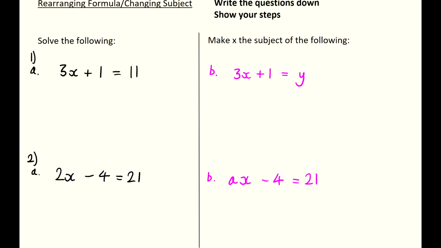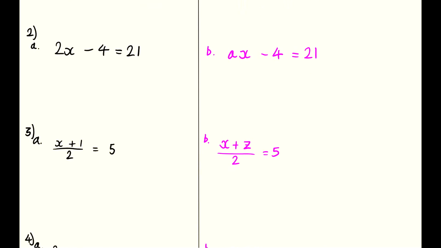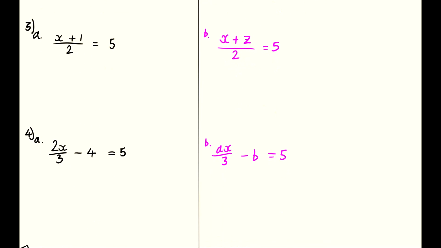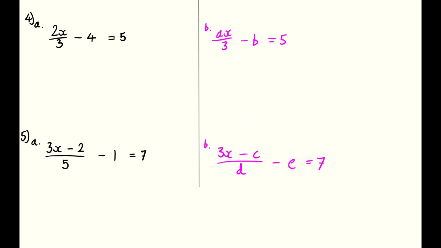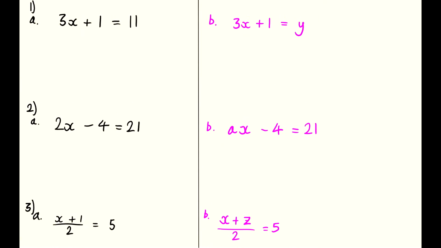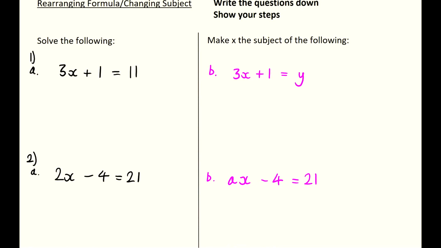Okay, that is all I'm going to explain for this lesson. If you have some questions to try, please pause the video and give them a try. So there's question 1 and 2, and question 3 and 4, and a question 5 as well. Okay, so give them a try. I'm going to just show the answers to the questions that are in black. I'll do that now.